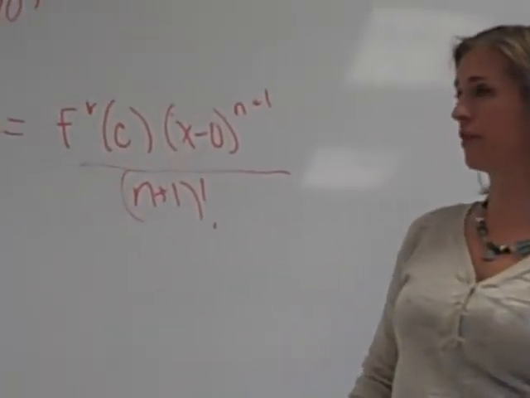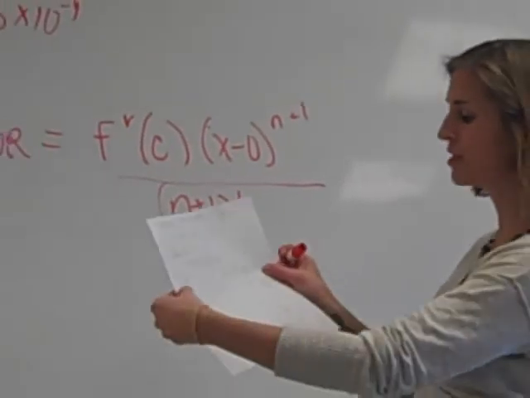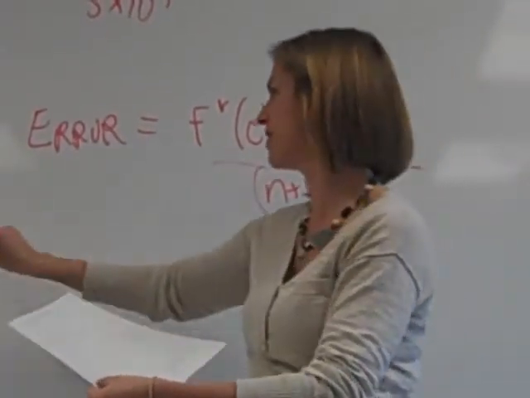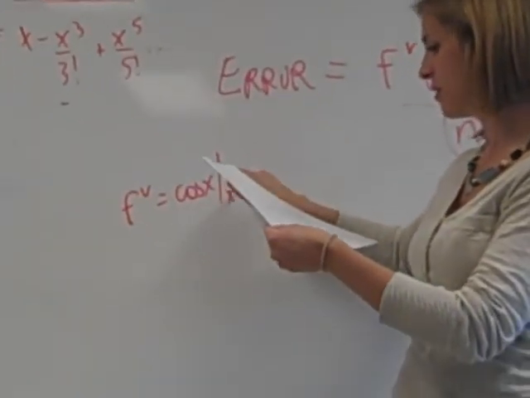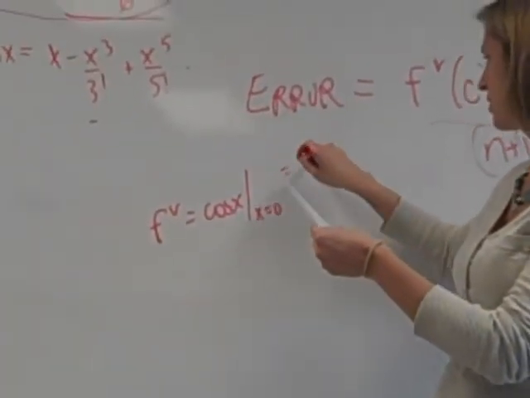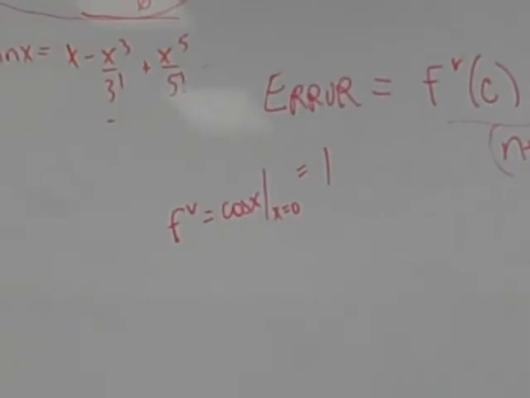So here's my formula for the error. If you see all my answers, I went down to the fifth derivative. I'm not going to take them all right now. The fifth derivative is cosine x, evaluated at x equals 0, is 1.